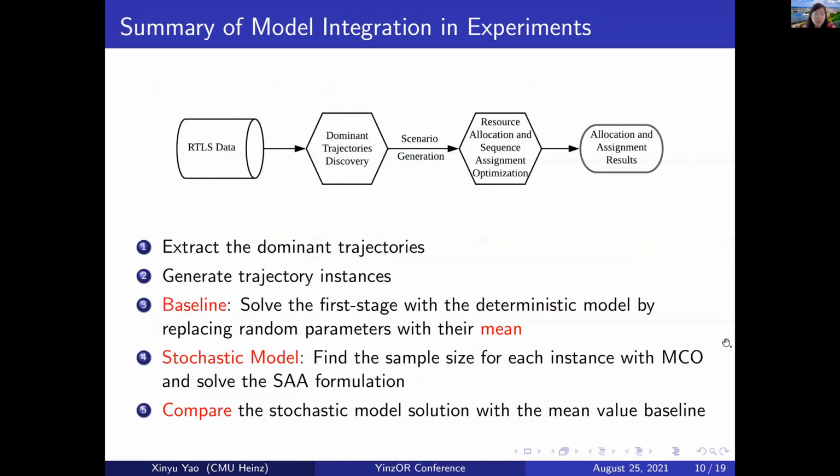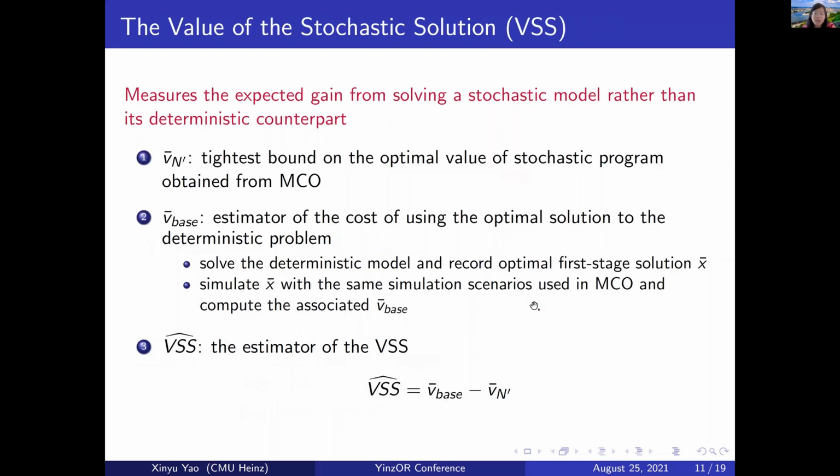Here is the model integration summary for the experiments. Based on the real-time location data, we generate trajectory instances, and then we solve the baseline model, whose first stage is solved by the deterministic model with duration mean. Next, we run the stochastic model, where MCO helps find the sample size for each instance, while the SAA formulation is used to solve the problem. Finally, we compare the stochastic model solution with the mean value baseline. The metric we use to compare the two models is the estimator of the value of the stochastic solution, the VSS, which measures the expected gain from solving the stochastic model rather than its deterministic counterpart.